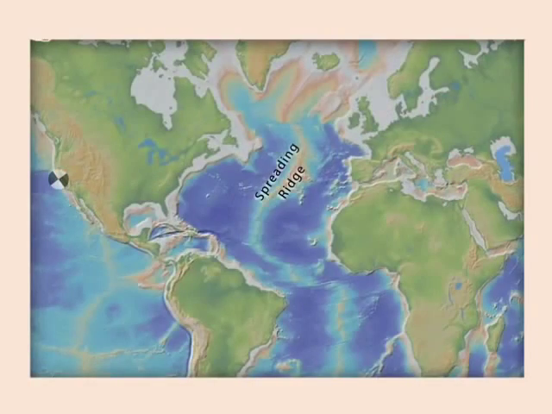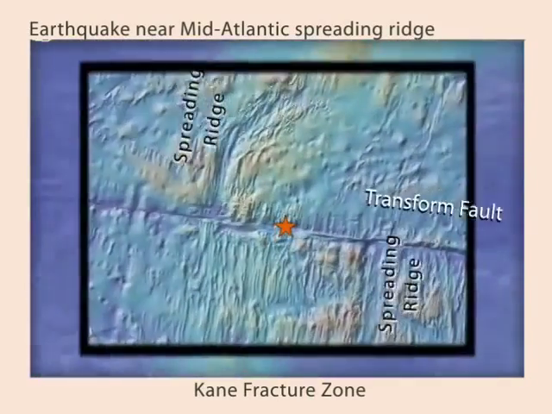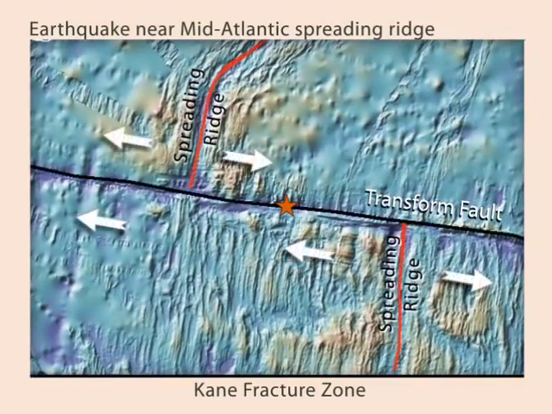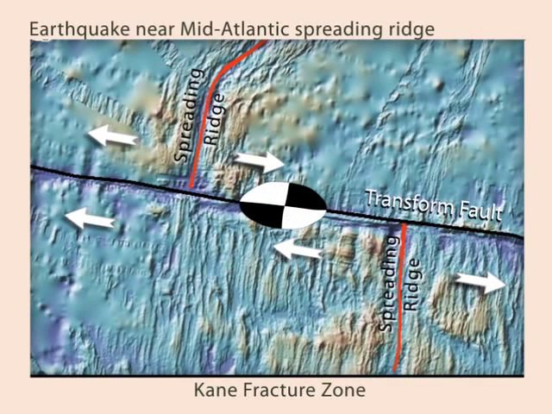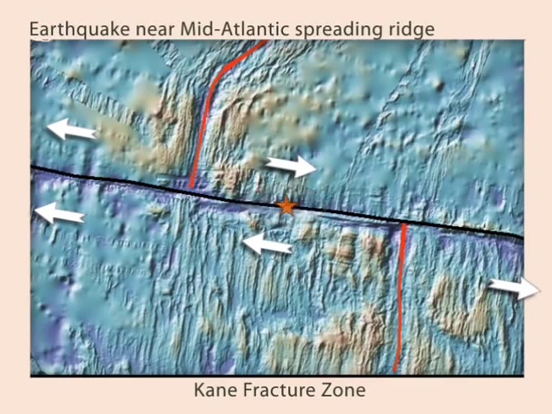Now let's consider a right lateral strike-slip earthquake on the Kane fracture zone in the Atlantic. This earthquake will produce compression in the northeast and southwest quadrants, and dilatation in the northwest and southeast quadrants. Since there are no nearby seismometers, the P wave first arrival patterns are observed at distant stations.